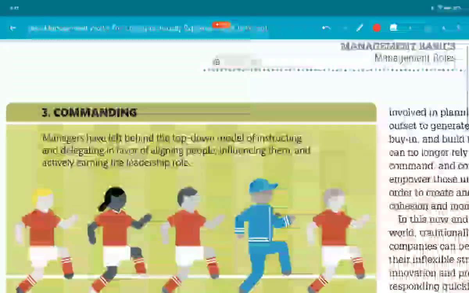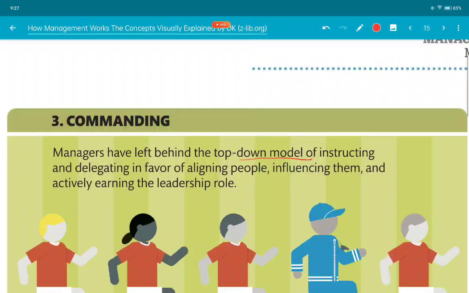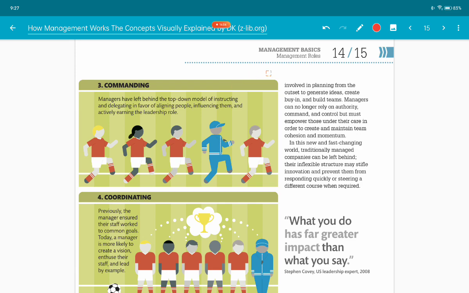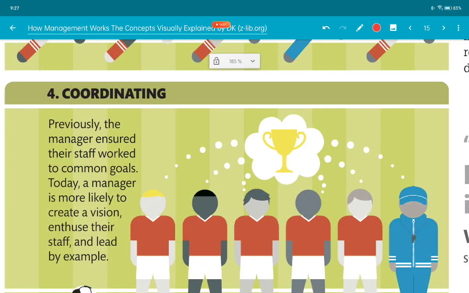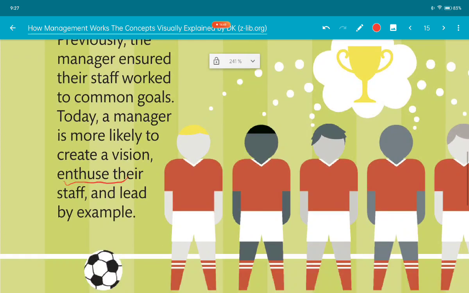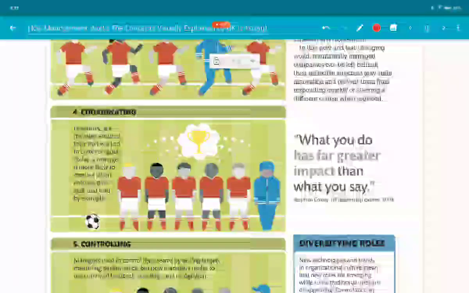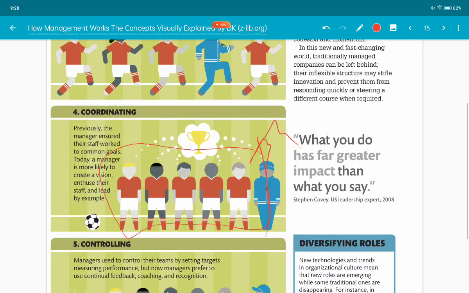Commanding: managers have left behind the top-down model of instructing and delegating in favor of aligning people, influencing them, and actively earning the leadership role. Previously, managers pushed their staff to work toward common goals. Today, a manager is more likely to create a vision, trust their staff, and lead by example. They set the example, become the top in their field, and encourage others to become one of them.